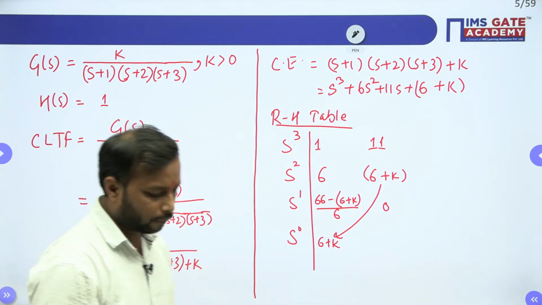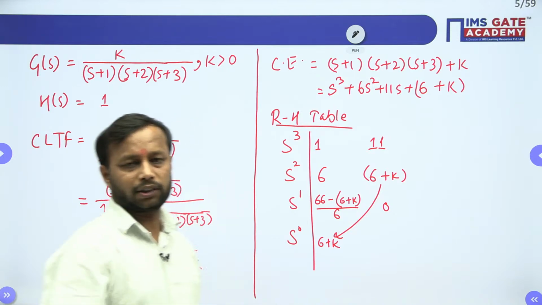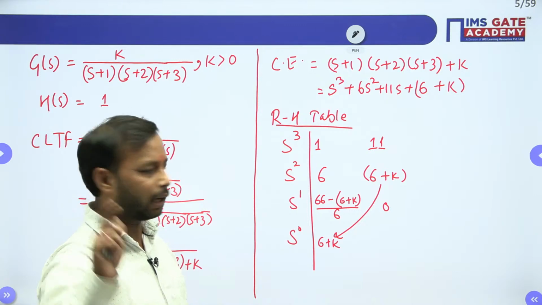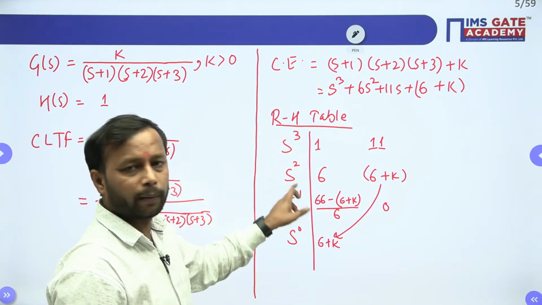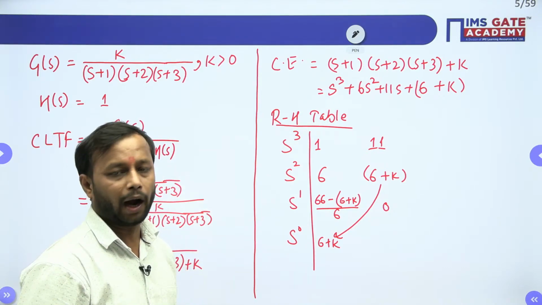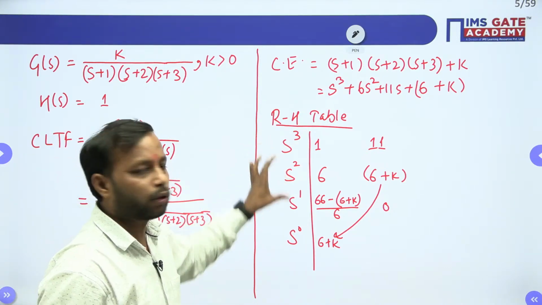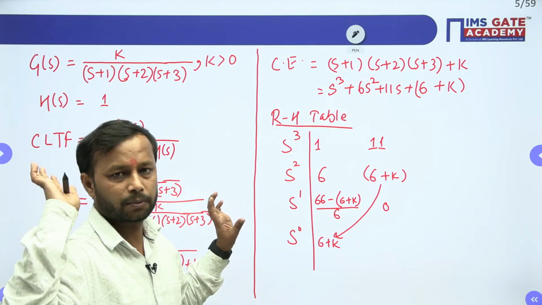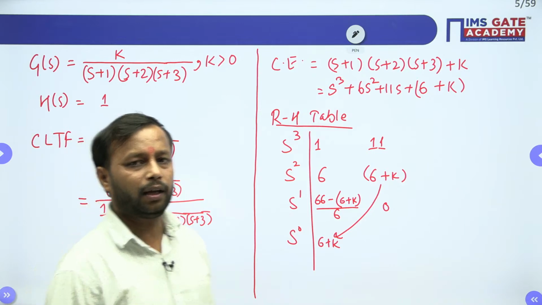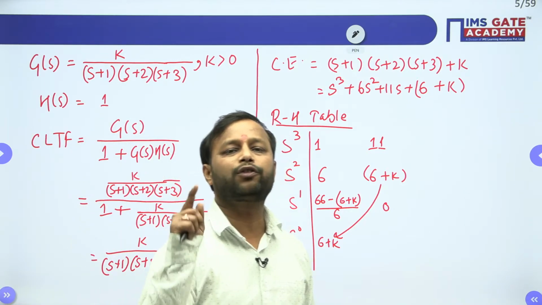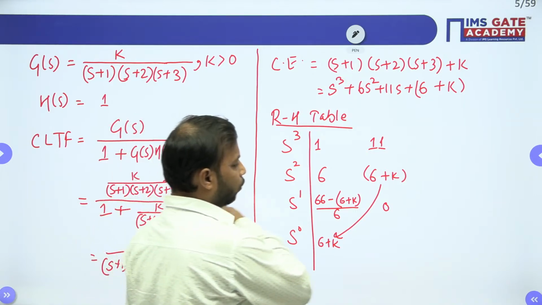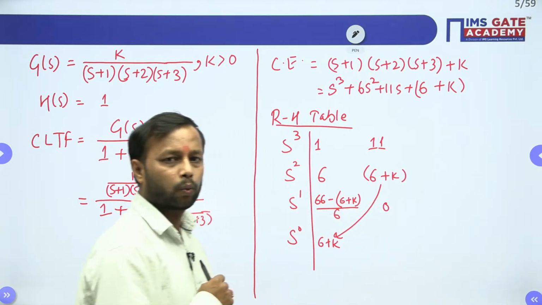Now how to find the system stability? For the system stability, there should not be any sign changes. Means if the system is stable, there should not be any sign changes. So if this is plus, then all values have to be plus. And for the unstable system, we should have at least one sign change. Then what about marginal stability? In the marginal stability, we should have a row of zeros. Row of 0 means one row will become completely 0.